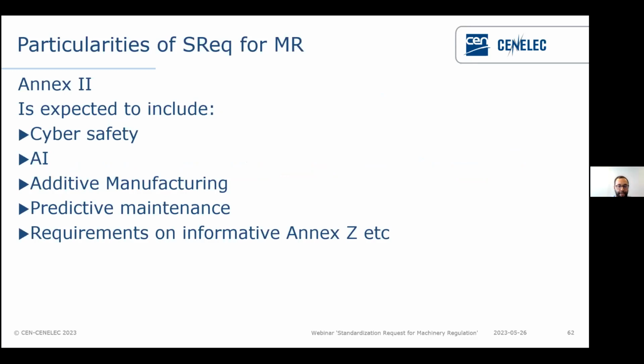Thank you, Joanna. Now, again, back to the particularities of our standardization request and concerning the Annex 2. This Annex 2, usually it's where the Commission writes the requirements for the standards referred in Annex 1, okay? And in our case, and this is just something we expect because the standardization request draft hasn't yet been released, we expect that on this Annex 2, matters connected with cyber safety, AI, additive manufacturing, predictive maintenance will be mentioned, as Peter in the beginning has already mentioned. So this is what we are expecting to be referred there, plus probably something else that is more normal concerning the normative references and requirements like that.